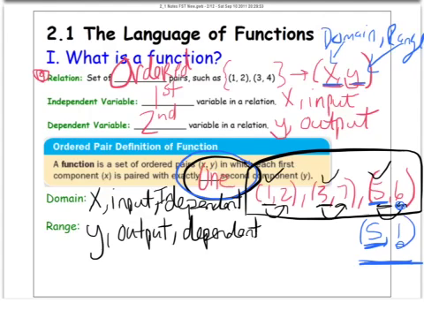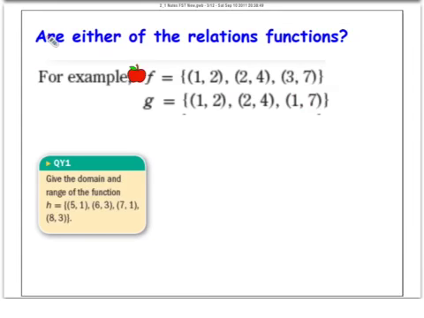And in this case, it's the listing of the Y's, which here we have a 2, a 7, and a 6. Now I want you to take a moment and take a look at these two different relations. We have the F relation and we have the G relation. I want you to pause the video and determine for me, are either one of these two or both of them considered to be functions? So pause the video, take a moment and determine, is F a function and is G a function?